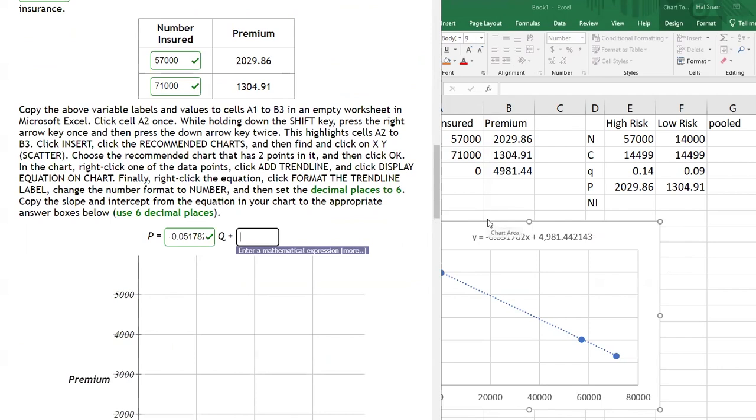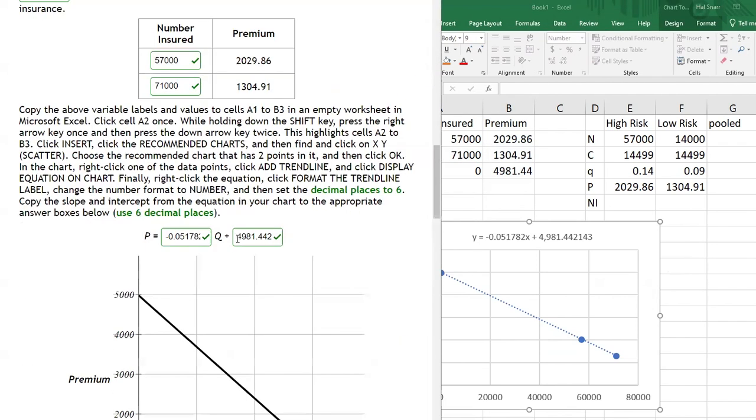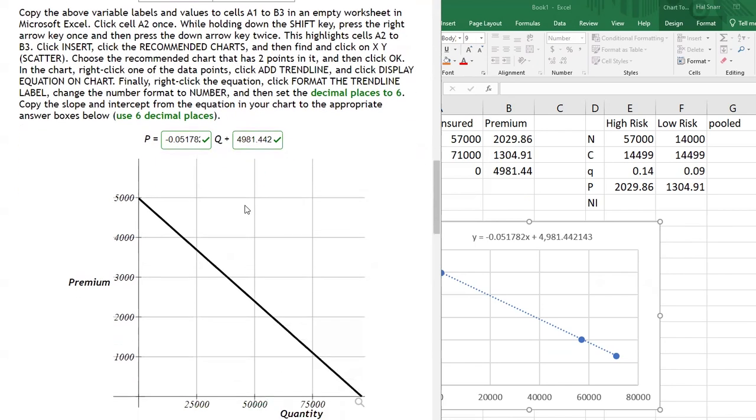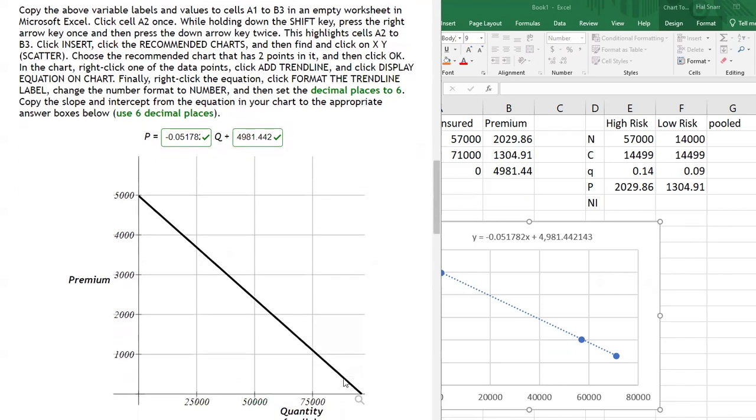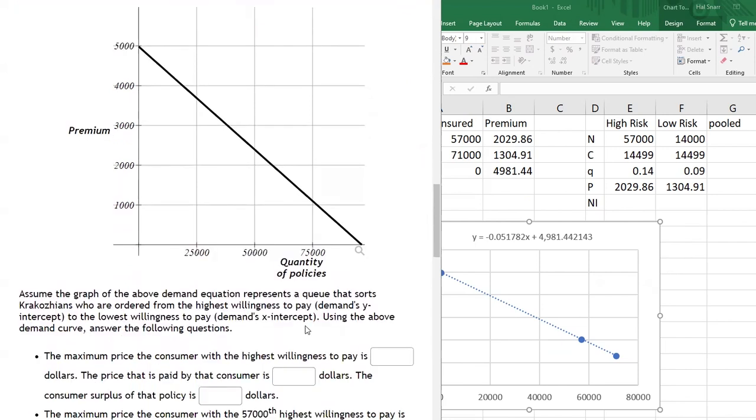I'm going to paste the value I cut from that equation, Control V, to 6 decimal places. Then I'm going to delete the comma, because sometimes MyOpenMath does not like commas in numbers. I'm going to press enter. So I have the intercept to 6 decimal places, and I have the slope to 6 decimal places. And when I press enter, it automatically draws my demand curve in this graph. The y-axis is the premium, and the x-axis is the quantity of policies that are issued.